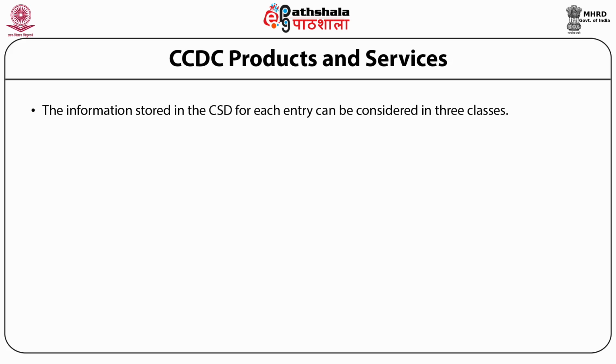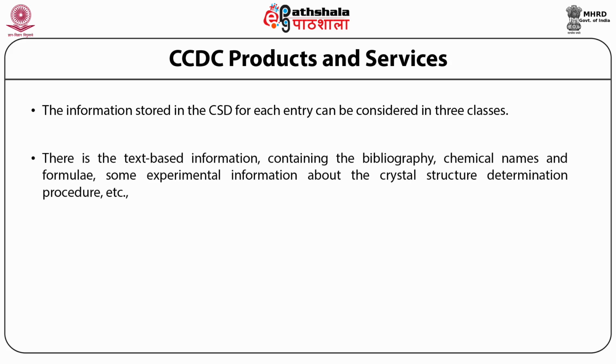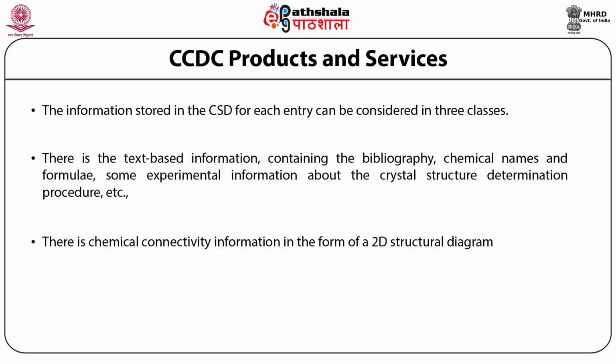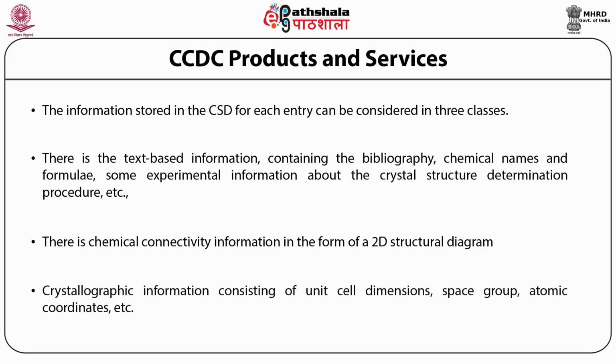Information stored in the CSD for each entry can be considered in three different classes. First, there is text-based information that contains bibliography, chemical name, formula, experimental information about the crystal structure determination, the procedure, and also the information about the shape, color, and the applications of the compound. Second, there is chemical connectivity information in the form of a 2D structural diagram, which is the basis of much of the sophisticated search mechanisms of the CSD system. Third, there is crystallographic information that consists of unit cell dimensions, space group, atomic coordinates, and so on.